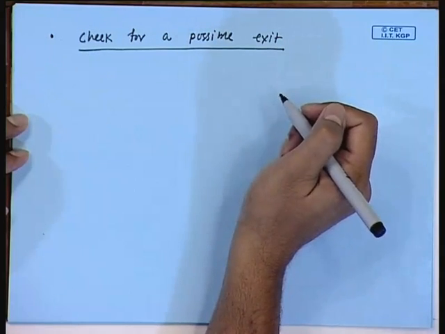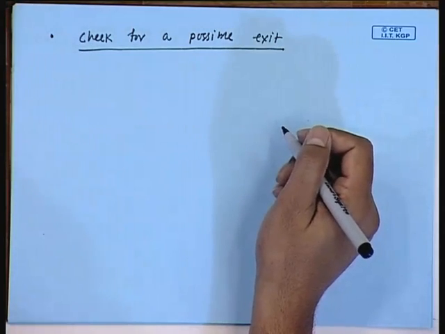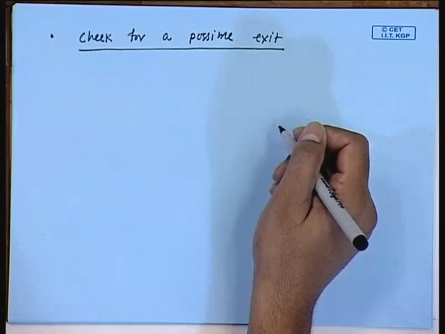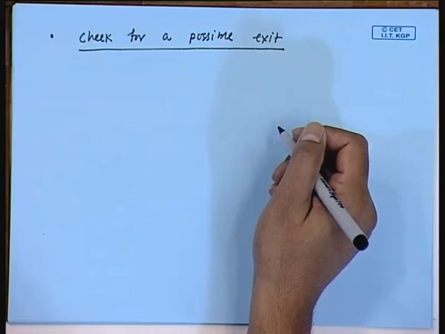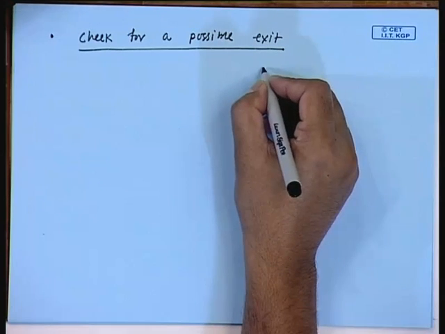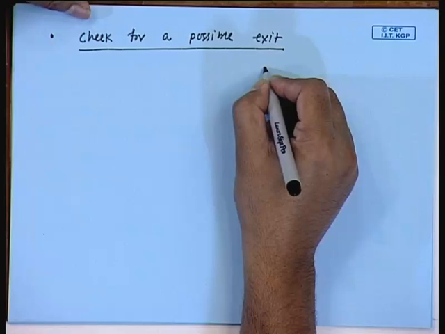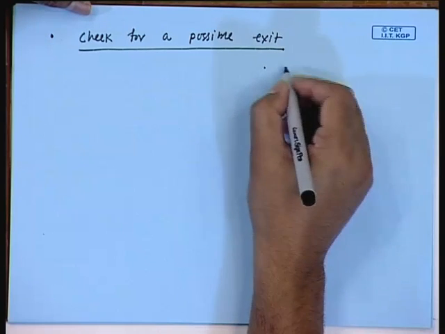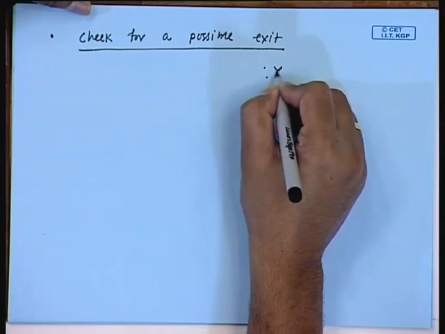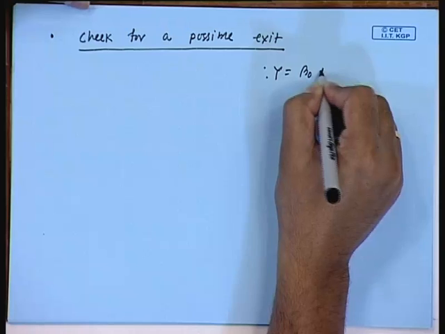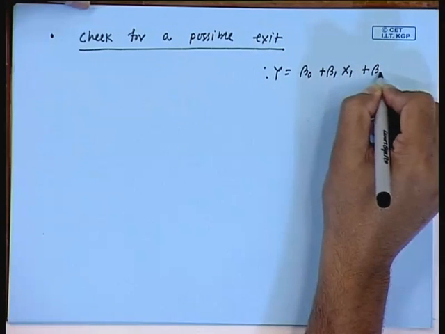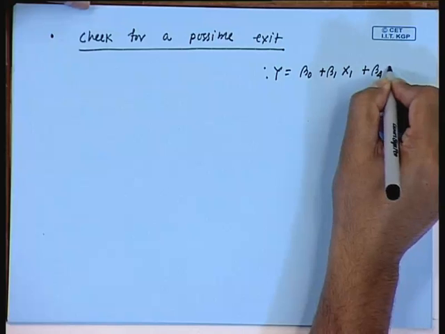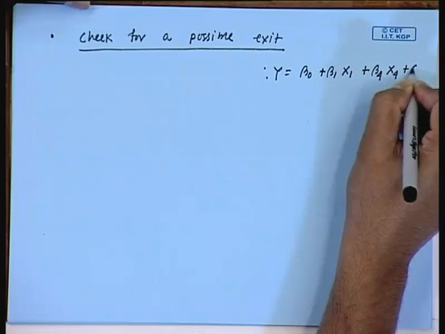Okay. So, we have x1 and x4 in the model. So, the model is y equal to beta naught plus beta 1 x1 plus beta 4 x4 plus epsilon.